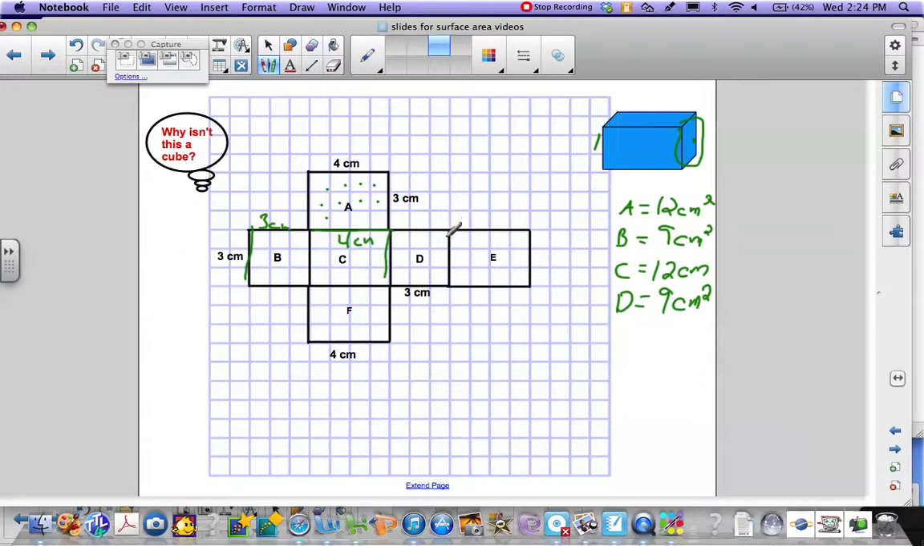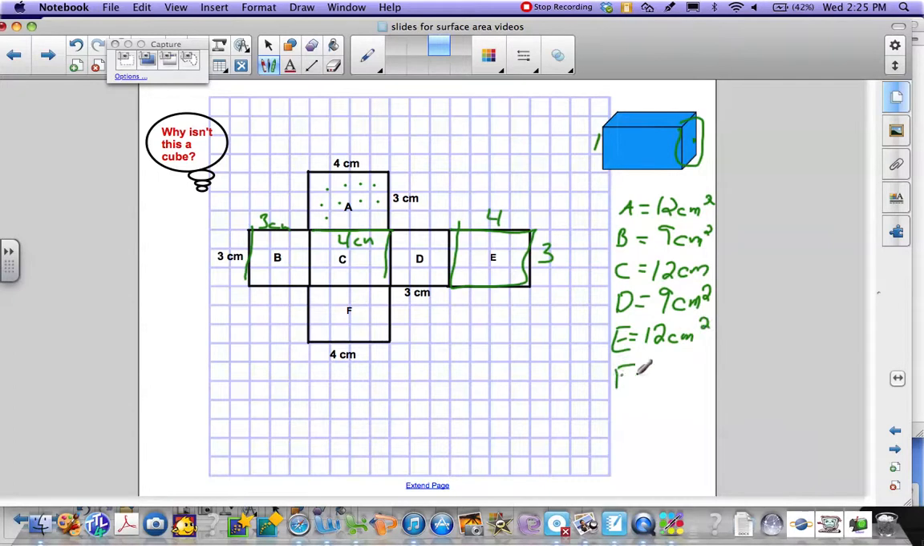Okay, let's go to side E. If C was the bottom, then figure E would be the top. So the area has to be the same. But it's 4 by 3, so it's going to be 12 centimeters square.